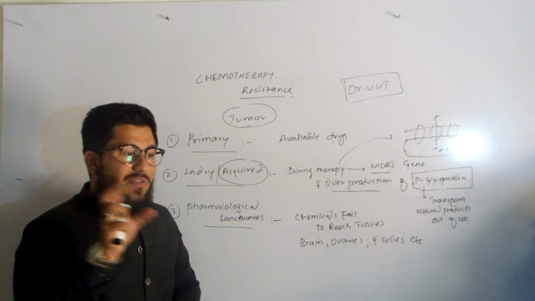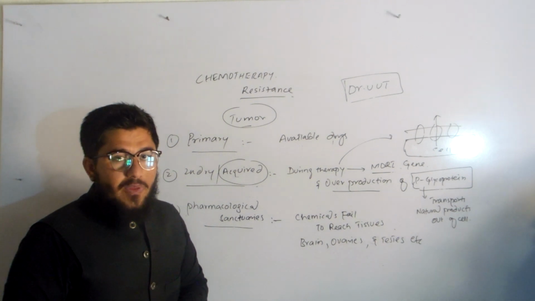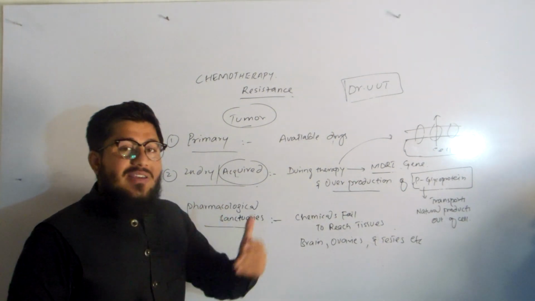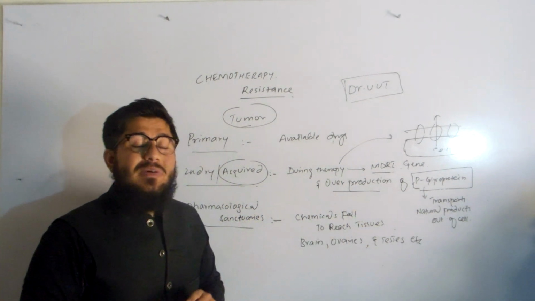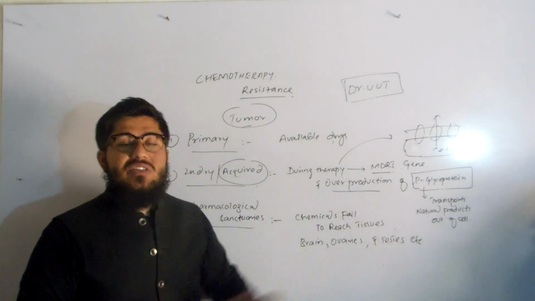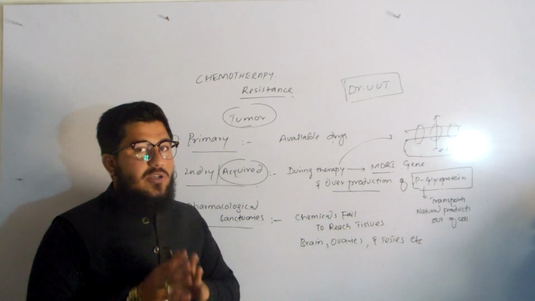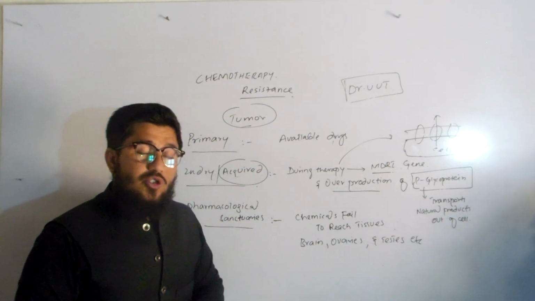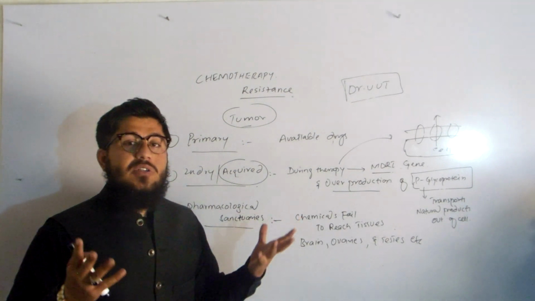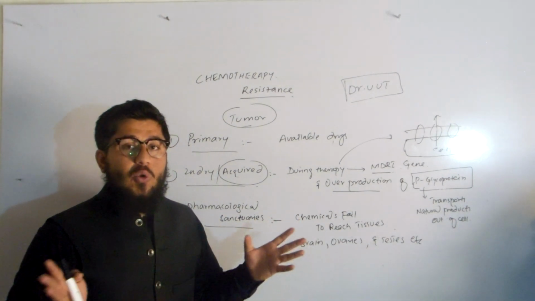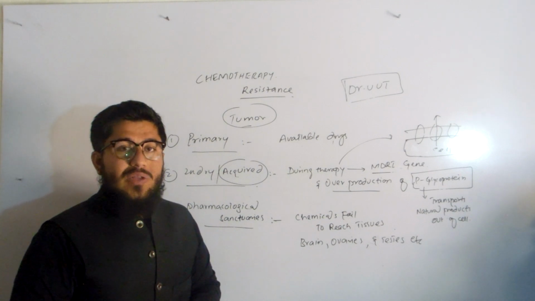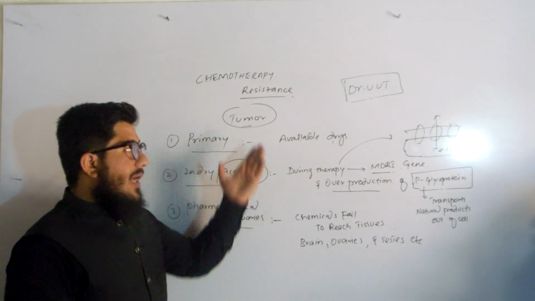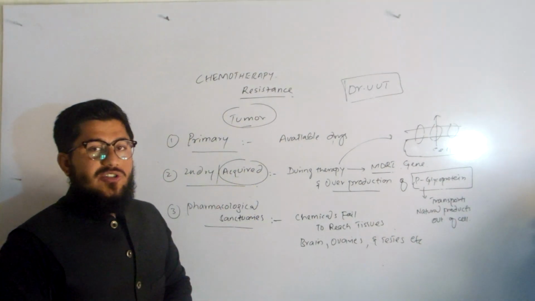Why? Because you are giving the patient the specific medication or the specific chemotherapy, but that chemotherapy, those chemicals, are not able to reach the specific tissues of the brain, ovaries and testes. Then these cancers are not treated, or those tumors will remain the same, or those tumors can proliferate, or they can have excessive growth if they want. So like that, a tumor can have resistance: primary, secondary and pharmacological sanctuaries.